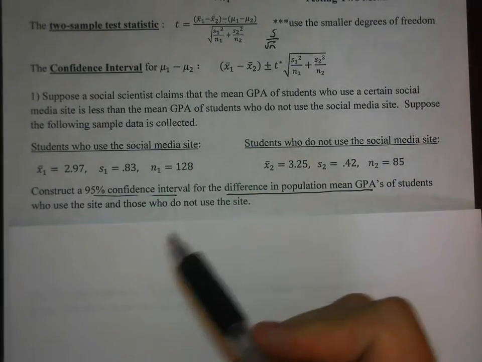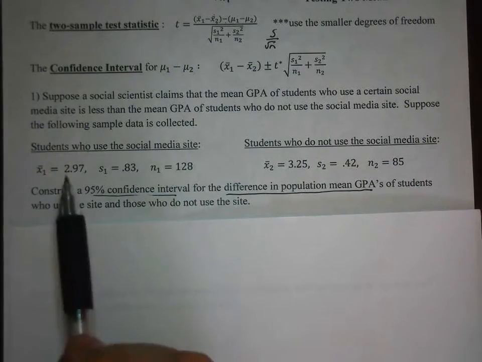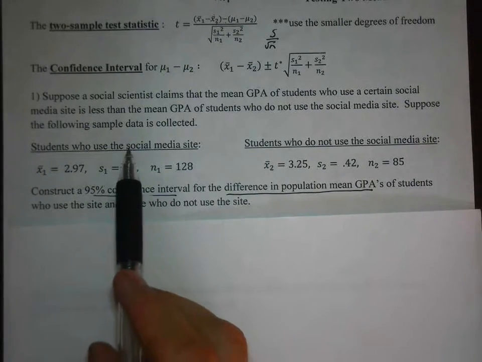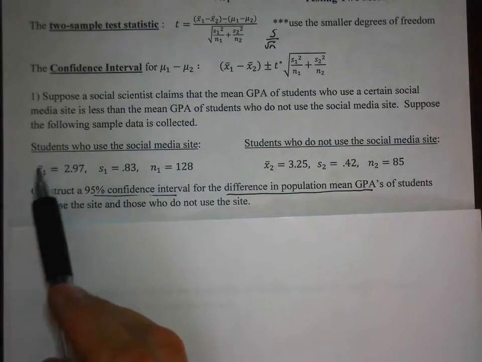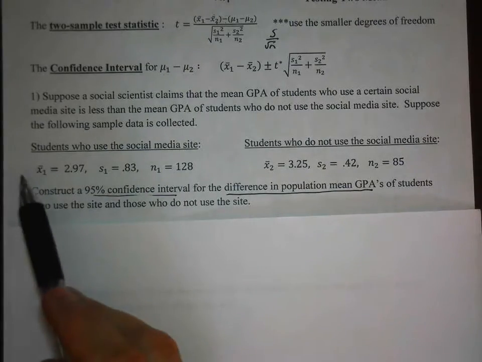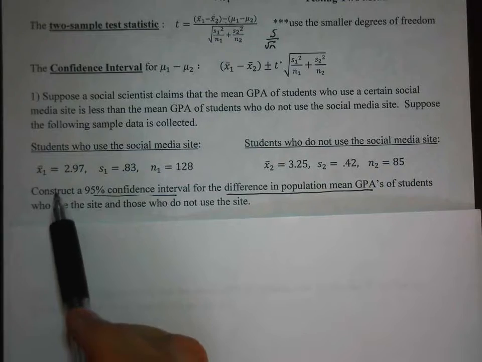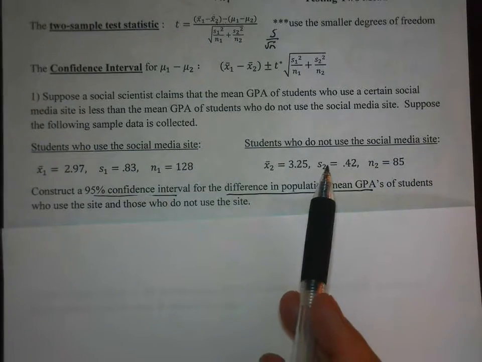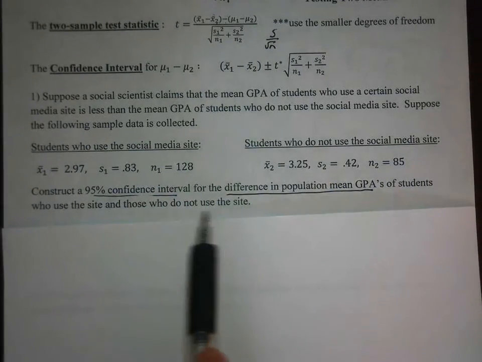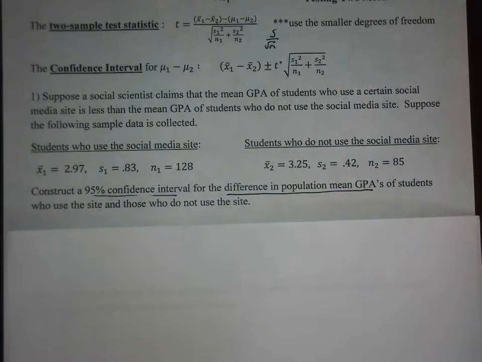In the past, I could have just asked you to construct a 95% confidence interval for the mean GPA of all students who use the site. Then you're only looking at those students who use the site, and you can construct a confidence interval trying to estimate the population mean GPA for those who use the site. Same idea if they do not use the site. There are a lot of different types of questions you can be asked, and it's up to you to know which formula to use or which concept is being applied here.